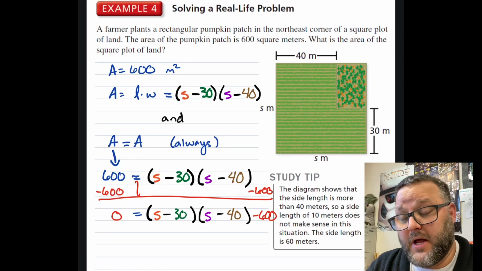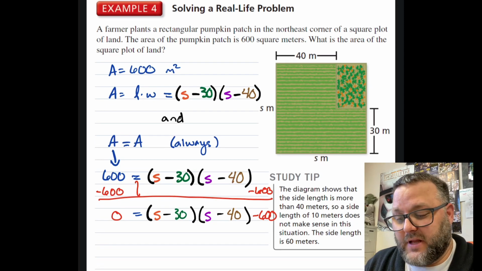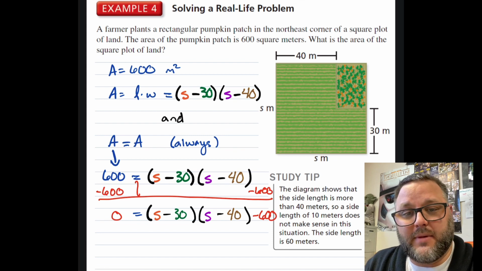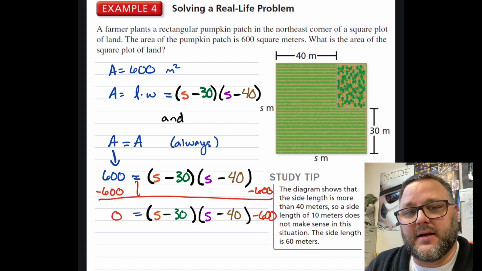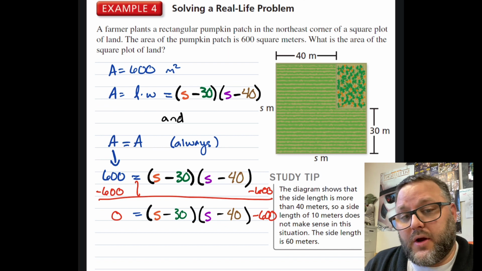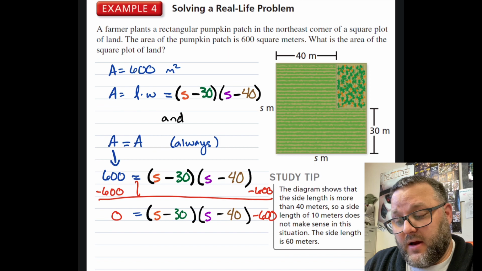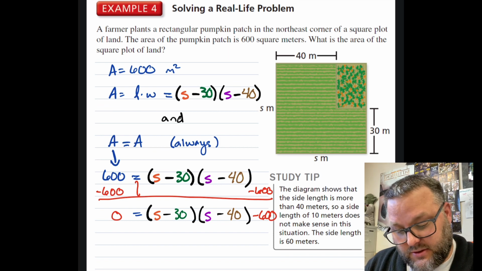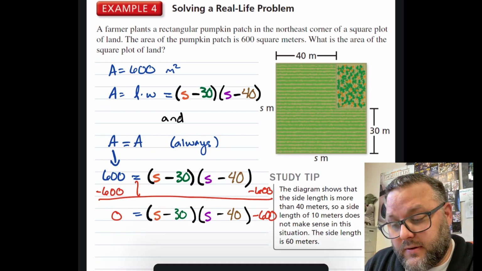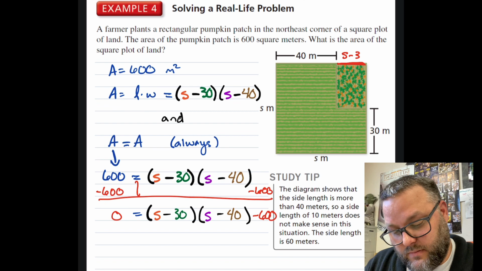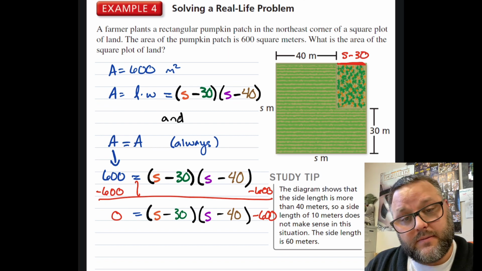All right, ladies and gentlemen, if you're watching this video, how I got S minus 30 and S minus 40 probably didn't make a lot of sense to you. You just didn't see it. And that's okay. We're still working on breaking things down. So let's go over the rules that allowed me to find that this section right here was equal to S minus 30.